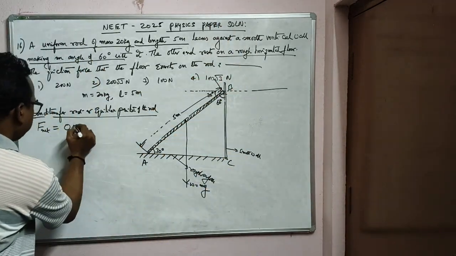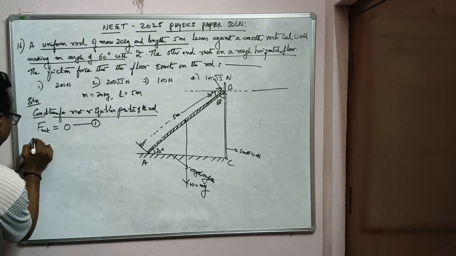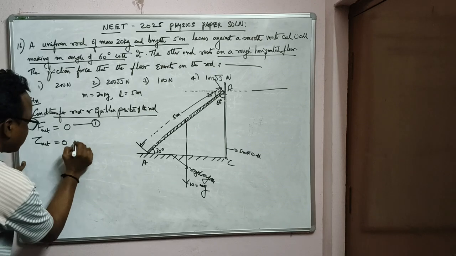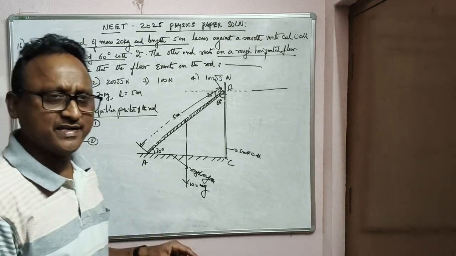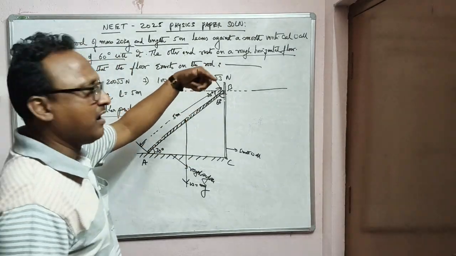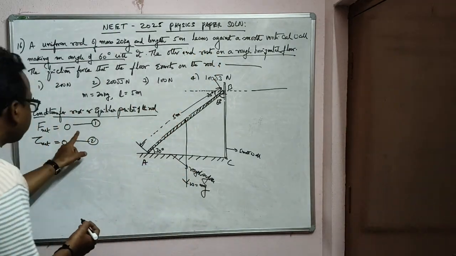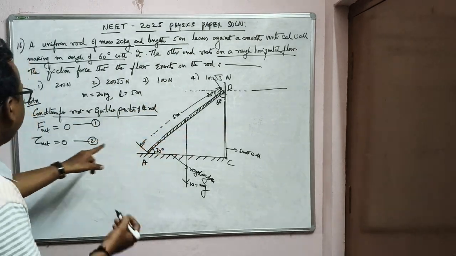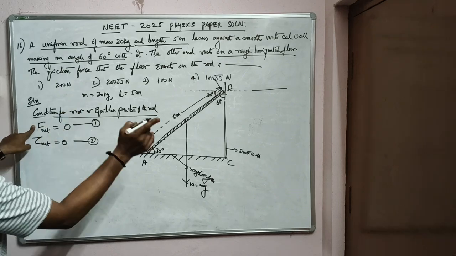Resultant force is 0. Next, net torque is also equal to 0. Net torque means force into perpendicular distance. It may be clockwise moments or anti-clockwise. So these are the first two conditions you apply for the ladder problems. Okay? So first, F net should be equal to 0.